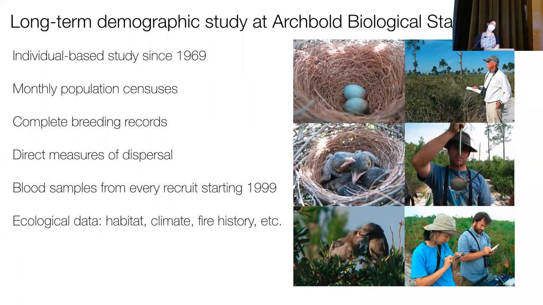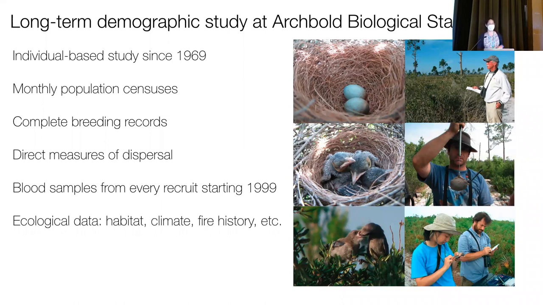So we know the number of eggs laid in each nest. We know how many of those eggs hatch. And we know the fates of all of those nestlings. And that's really nice because we have the ability to obtain accurate measures of both annual and lifetime reproductive success for thousands of individuals in our population over time. We have the ability to collect direct measures of dispersal.